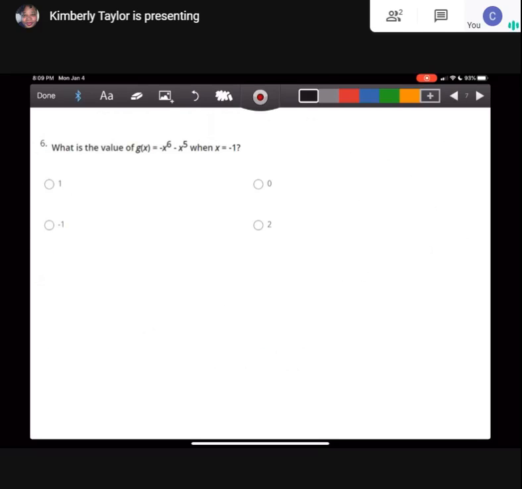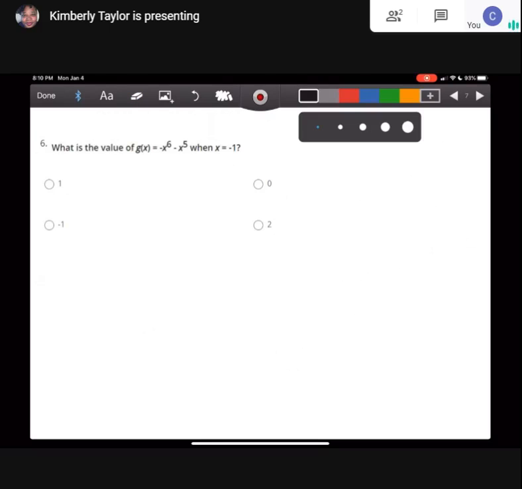Next question. What is the value of g of x equals negative x to the 6th minus x to the 5th when x is equal to negative 1? So we're working with a function. And what they want you to do is replace the letter x with negative 1. So really you're saying g of negative 1 is equal to negative. Actually, let me write it differently so you can see exactly what I'm doing.